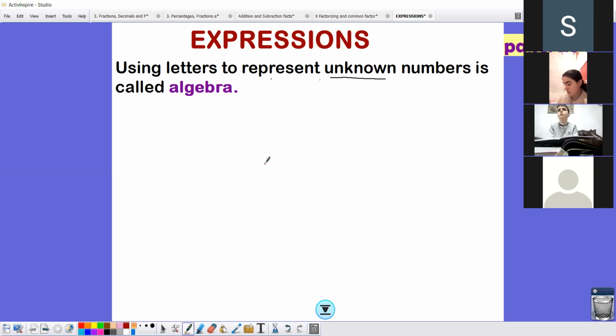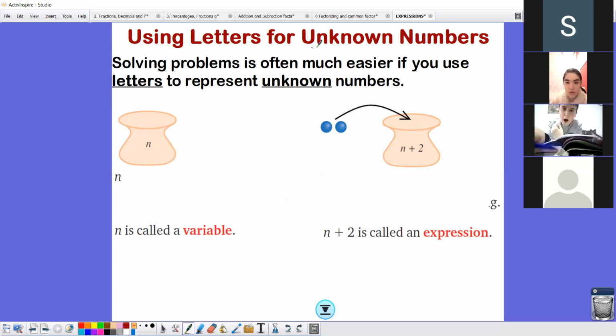Now it means that we will have some unknowns and then we will represent the unknowns with letters, and this is called algebra. Here, using letters for unknown numbers. Solving problems is often much easier if you use letters to represent unknown numbers. For example, here we have a bottle, and we don't know how much is there. We say that it is N, or you can say X, or A, or B, doesn't matter, okay? They have chosen here the N.